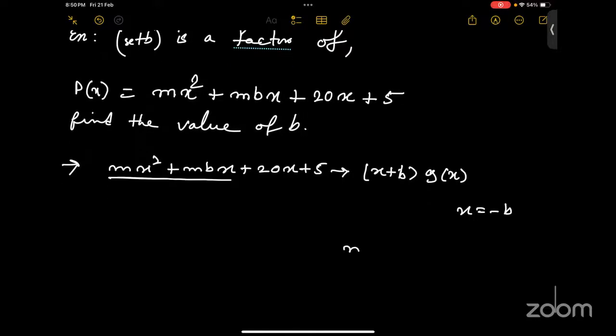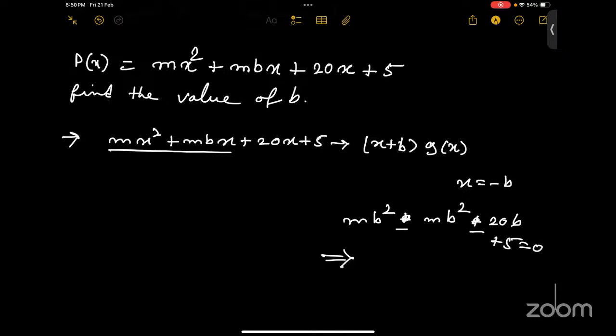So we have m b squared plus m minus b squared, minus b squared plus minus 20b plus 5b equals 0, right? So this will be cancelled out, then b will be 5 m by... 20, square that, minus means 1 m b by 4, square minus 20b plus 5 equal to 0.